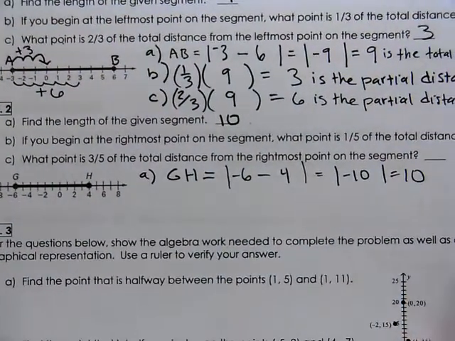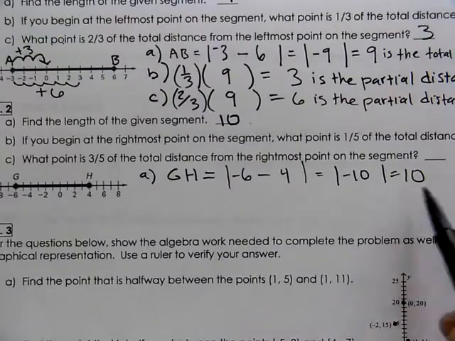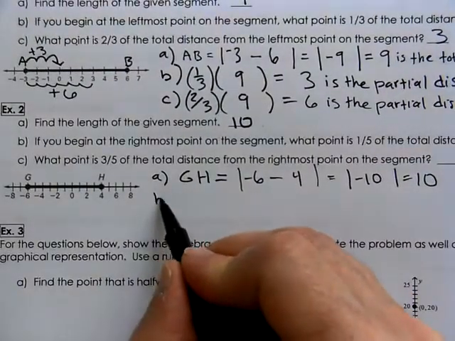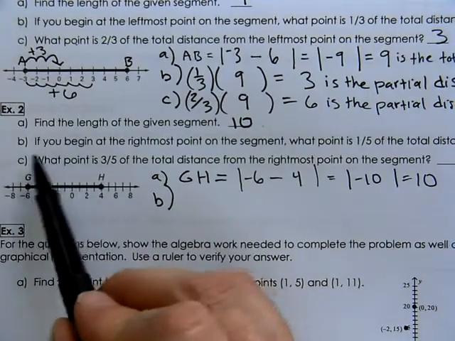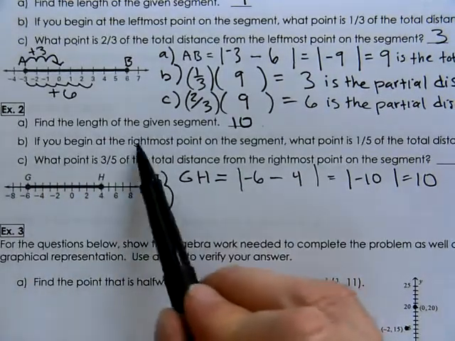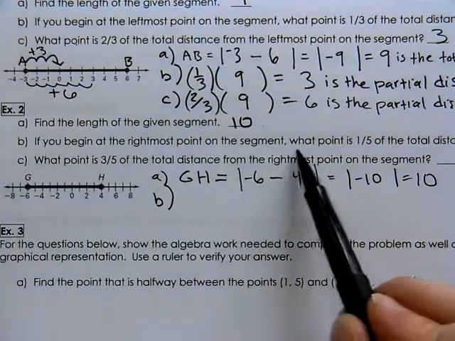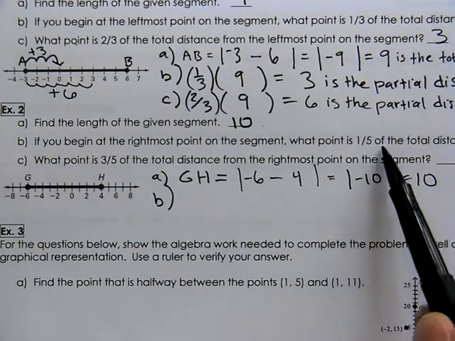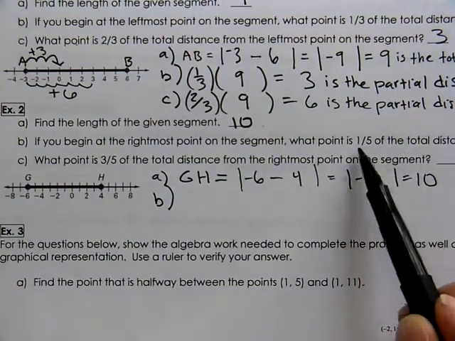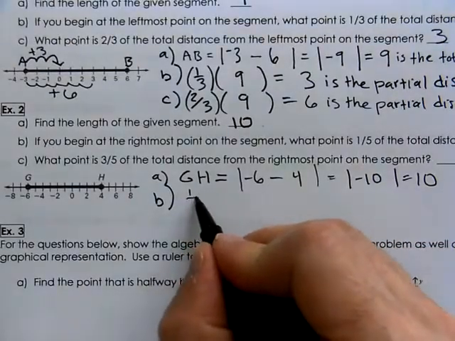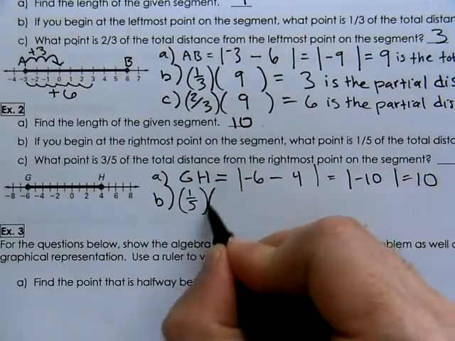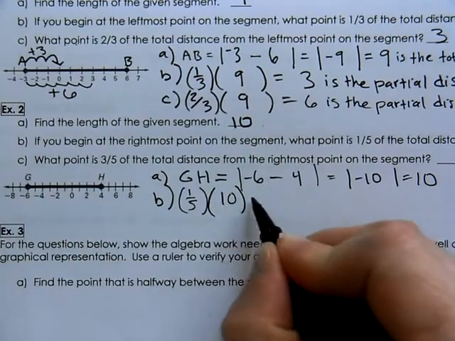Again, we could have gotten that just by counting, but we need that number to then solve for the partial distance. In part B, the problem says, if you begin at the rightmost point of the segment, what point is 1/5 of the total distance? This tells you what to do. Let's multiply 1/5 times the total distance. So 1/5 of the total distance of 10.